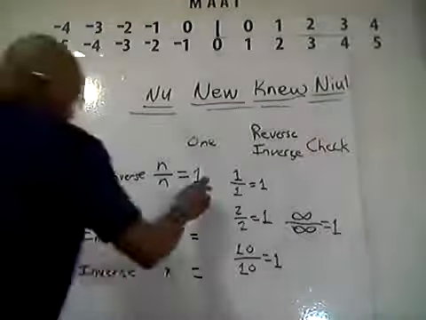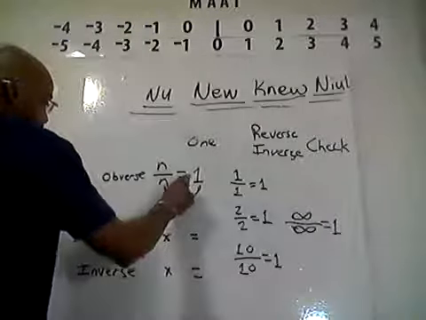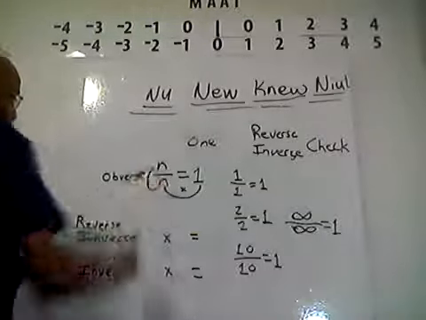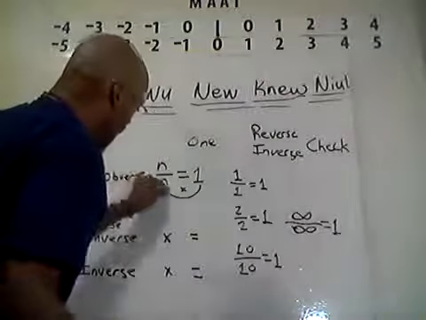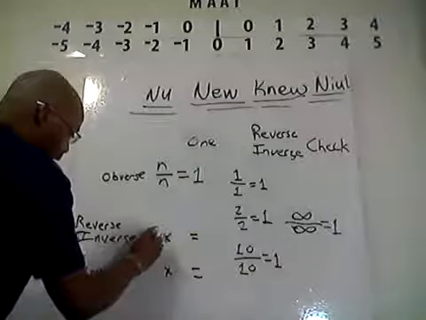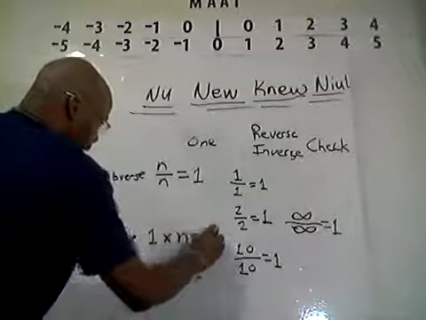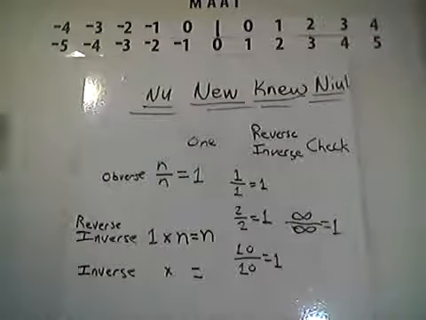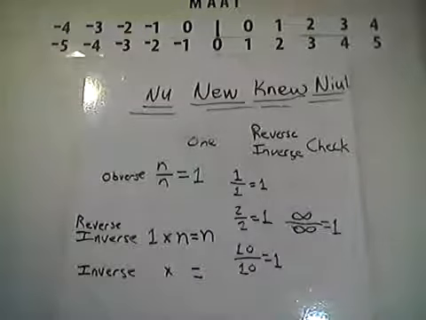We'll say the reverse inverse. So to reverse that, we have to go 1 times n, and that'll equal n. We can see that's true. So then we can write that in. 1 times n equals n. So let's write the reverse inverse: 1 times n equals n. So we pretty much agree with that in mathematics.